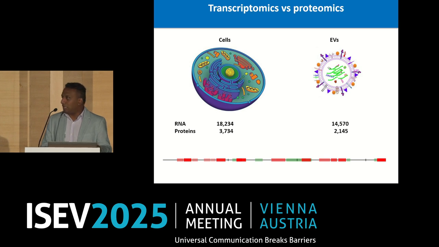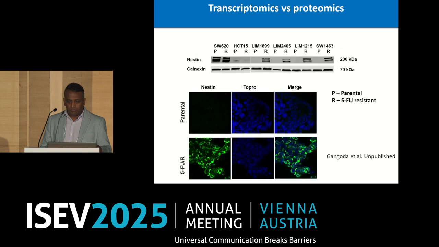Same way for the EVs, you'll identify fewer proteins because there are quite a few which are low abundance, and you may not be identifying a lot of them.